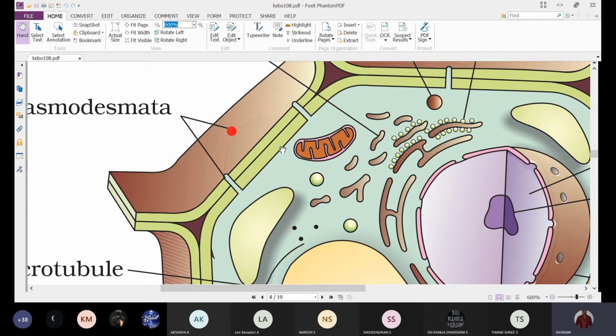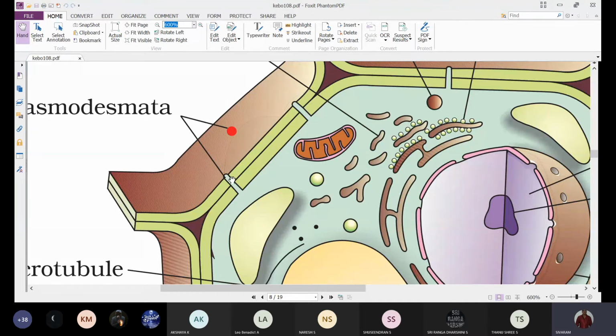Between the middle lamella and the cell membrane, we'll find the cell wall. So the middle lamella is the common layer for the adjacent cells. It acts as a glue-like material and holds the adjacent cells. Understand?